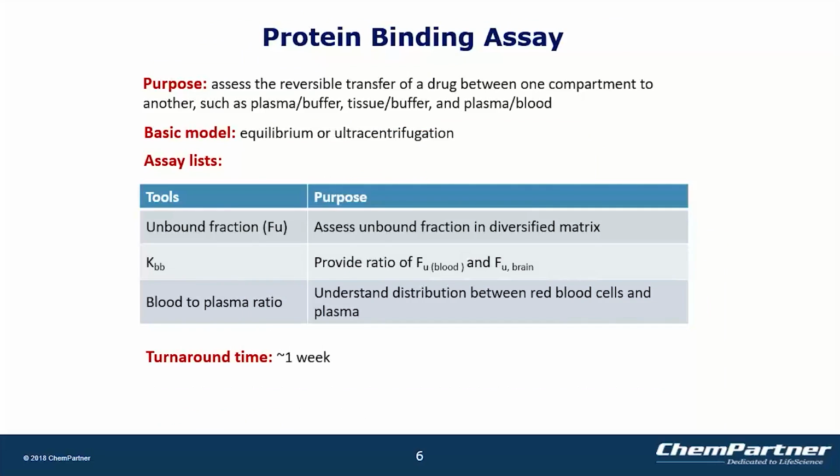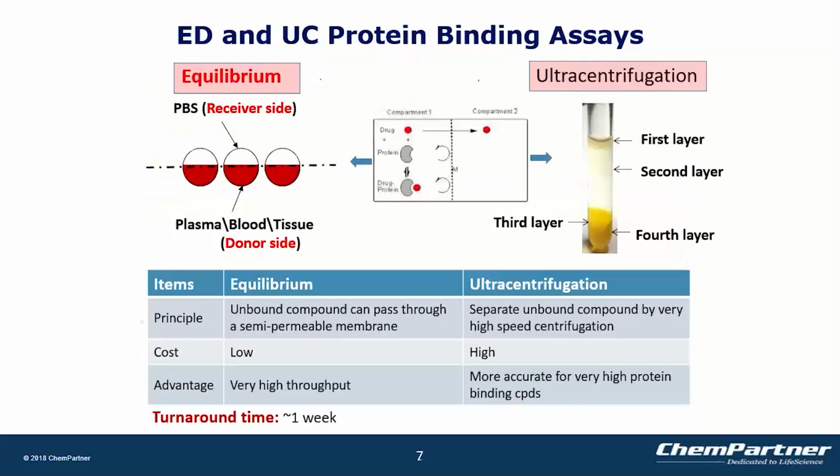And again, I mentioned protein binding assays, which is important. Lots of people use free fraction to calculate the dosage later on for the PD assays. And some of the clients want to do blood to plasma ratio, and these assays we can run within a week. And certainly, as you know, there are equilibrium dialysis and ultracentrifugation protein binding assays.